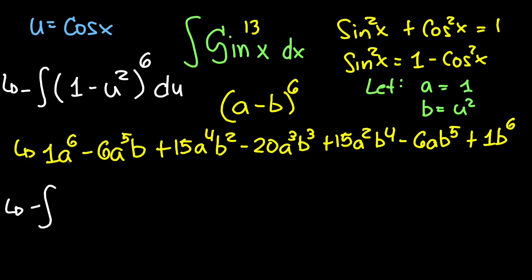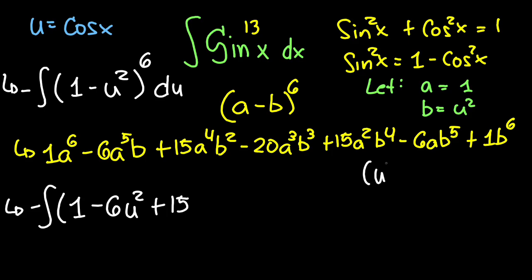A here is 1, so this would be 1. 1 to the power of 6 is simply 1, minus 6 multiplied by a to the power of 5. Always know that a is 1, so it does not really matter, and just focus on the b value. B here is u squared plus 15 multiplied by b squared.